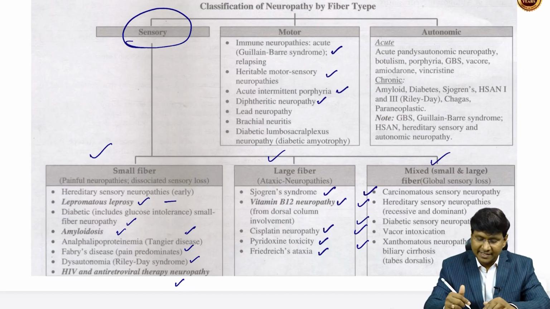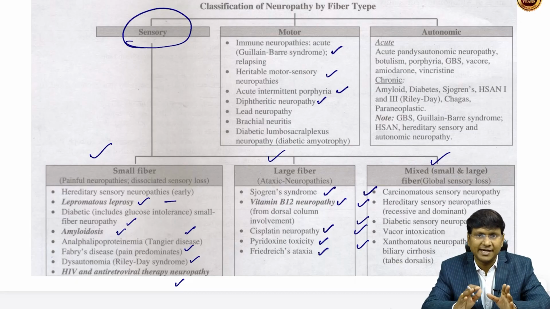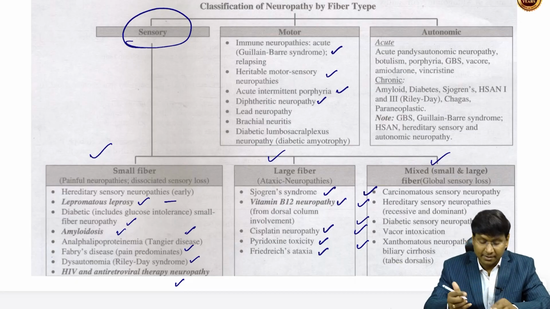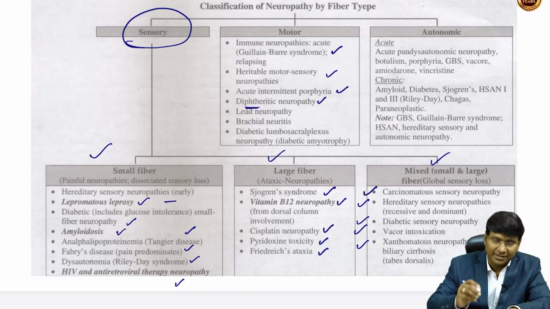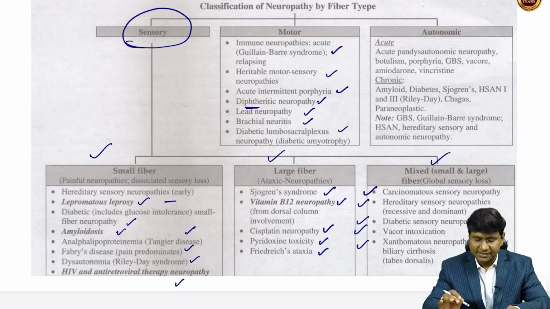This diabetic neuropathy is actually mixed. It can cause both sensory as well as motor. But diphtheric neuropathy is purely motor. Then lead, brachial neuritis, then diabetic lumbosacral plexus neuropathy or diabetic amyotrophy. So these are the conditions where you have motor neuropathy.